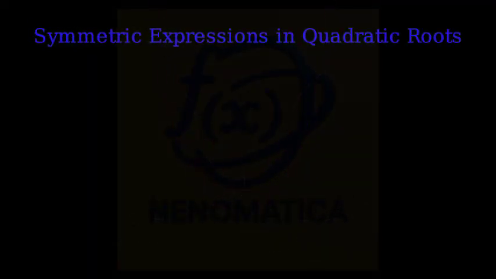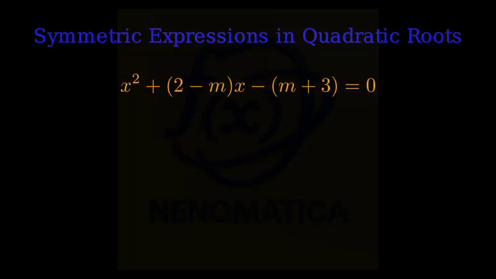Example. We will find the value of m that makes the sum of the squares of the roots of a quadratic as small as possible. The quadratic is x squared plus (2 minus m) x minus (m plus 3) equals 0. Let x1 and x2 be the roots.